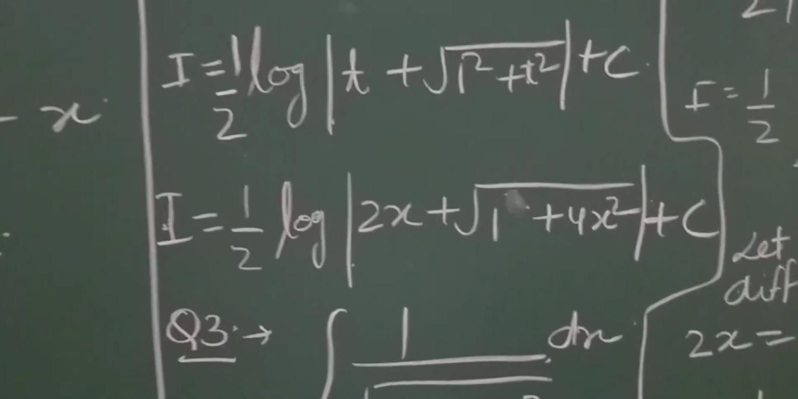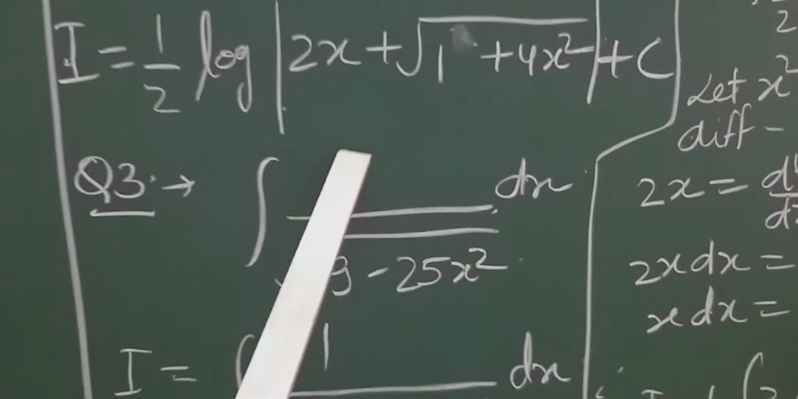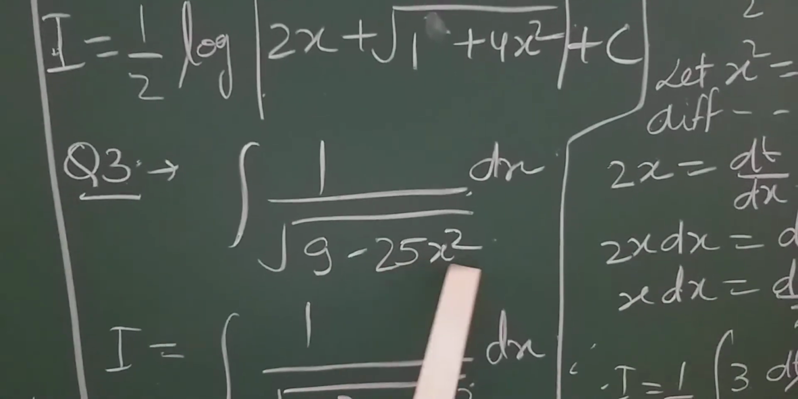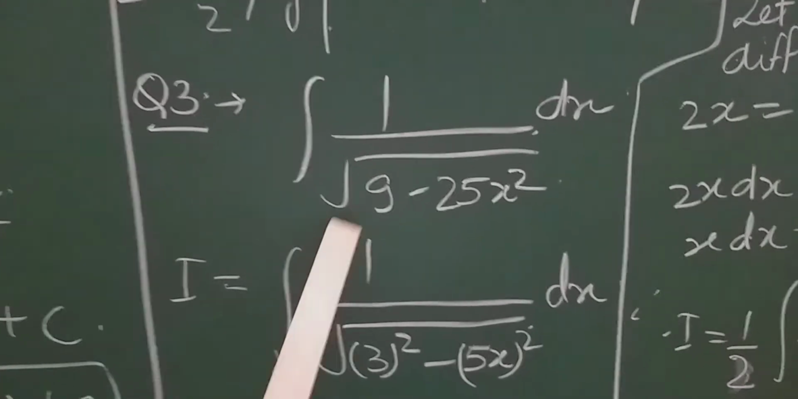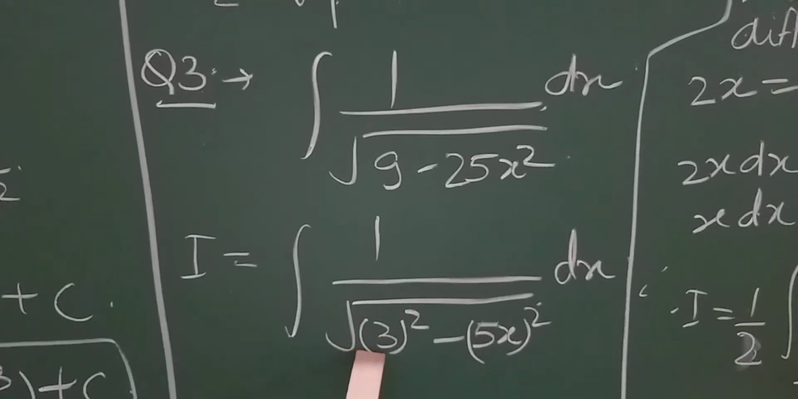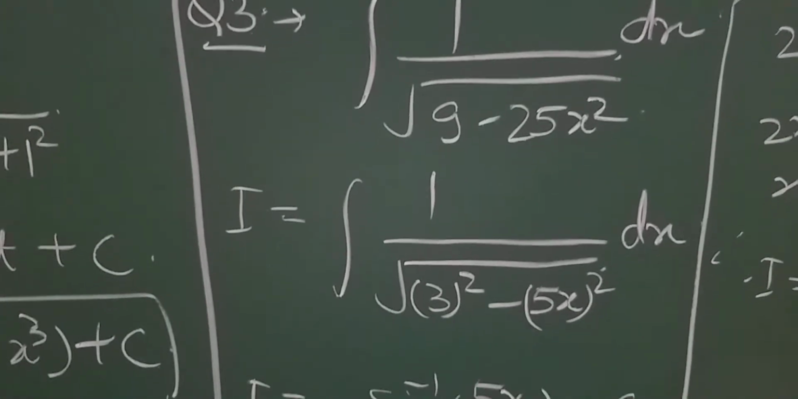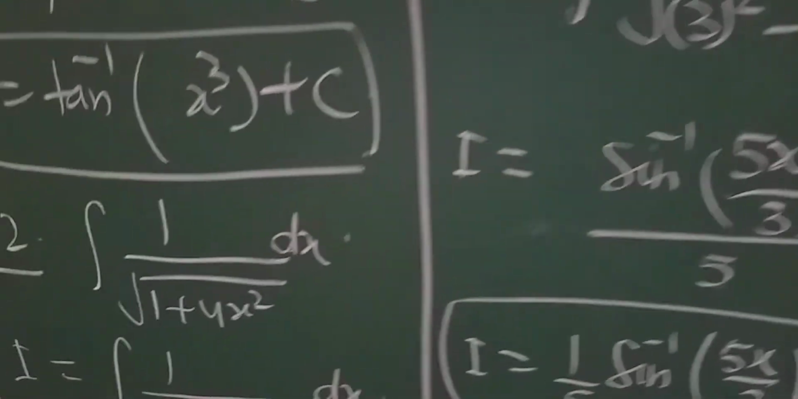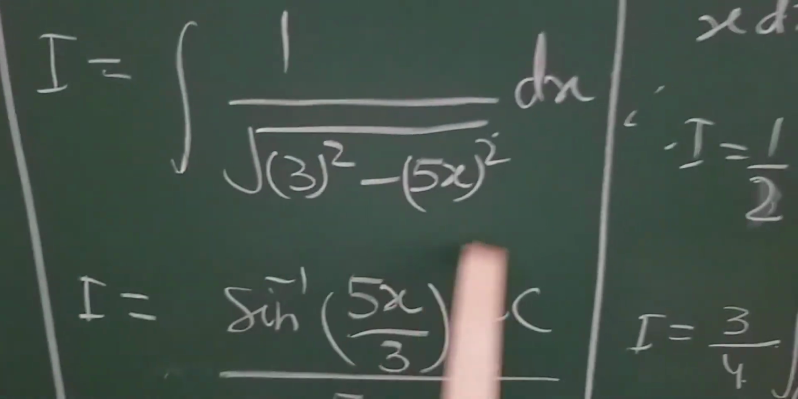Okay students, let's solve one more question. Question number 3. We have to find the integral of 1 upon root 9 minus 25x square with respect to x. So it can be written as 1 upon root 3 square minus 5x square dx. In the previous question students, we supposed 2x equals t. If you want to solve it directly, we can solve it directly also.